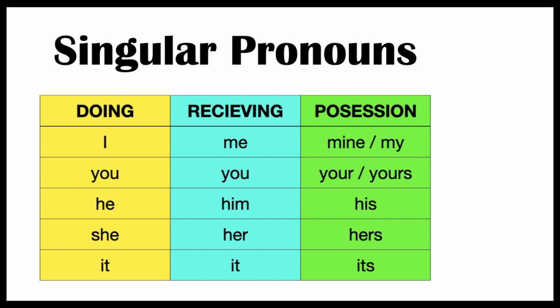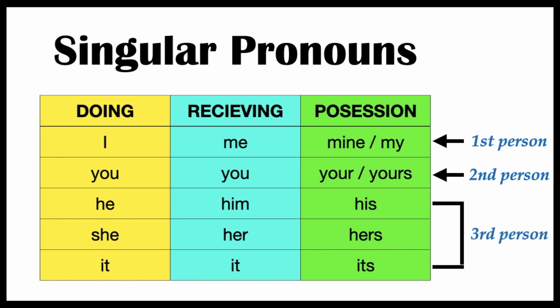These are examples of singular pronouns split into the three categories of doing, receiving, and possession. I, me, mine, or my are singular first-person pronouns. You, your, or yours are singular second-person pronouns. The rest of these are third-person singular pronouns.